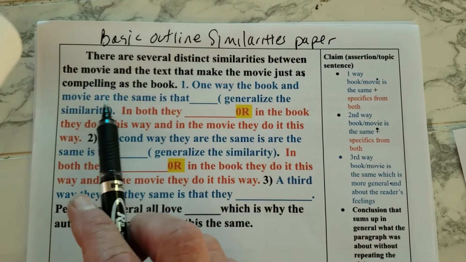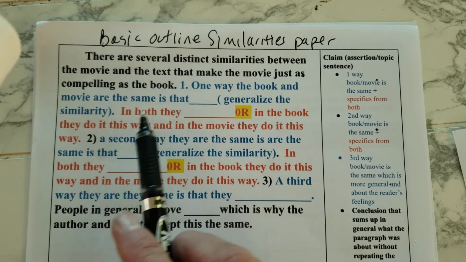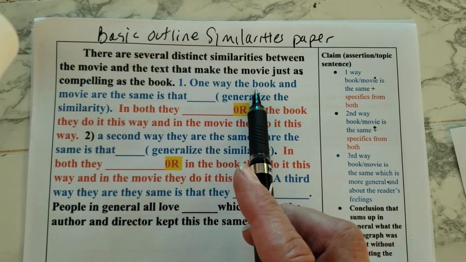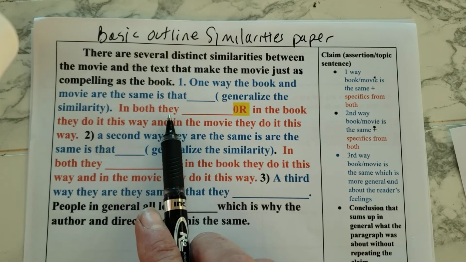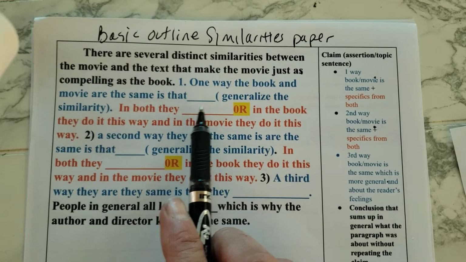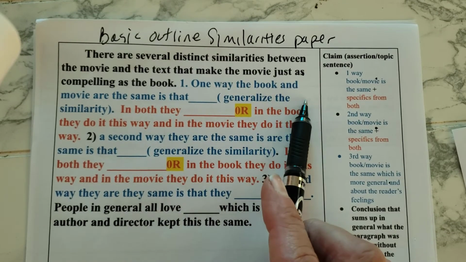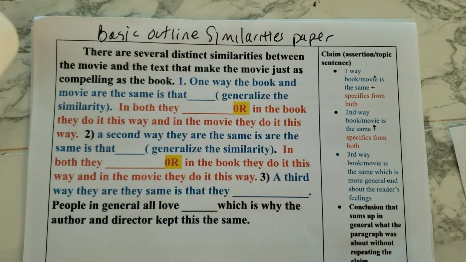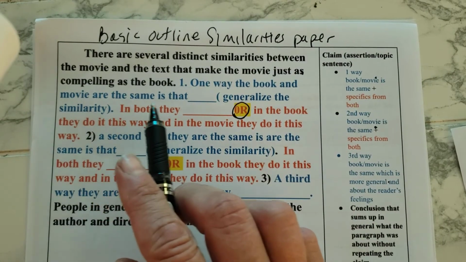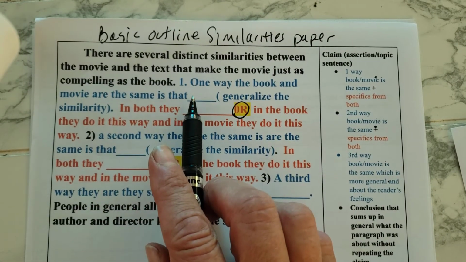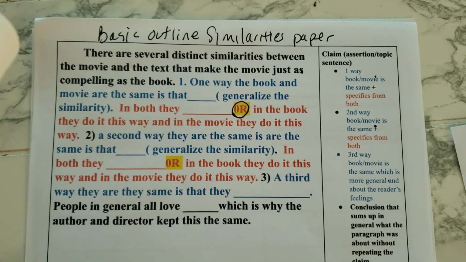Number one way the book and the movie are the same is that blank. Then you're going to say they both have the same plot, possibly. In both, they go to the store, get mugged in the road, then go home and the bad guy gets punished. You can say that. Or you could say one way the book and the movie are the same is blank. In the book, they do it this way, and in the movie, they do it this way.